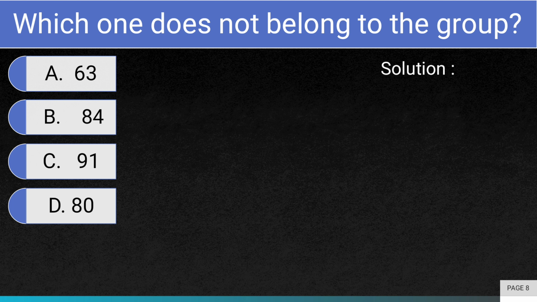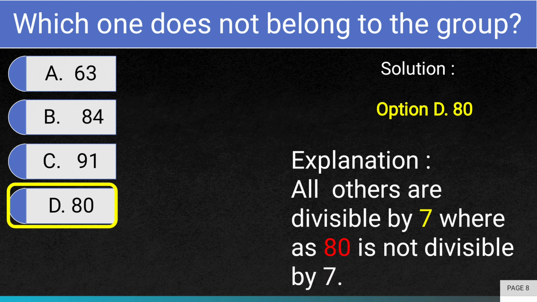84 is also divisible by 7. 7 1 just 7, 7 2 are 14. 91 is also divisible by 7. 7 1 just 7, 2 remainder, 7 3 are 21. But 80 is not divisible by 7. So the number which is odd here is 80.